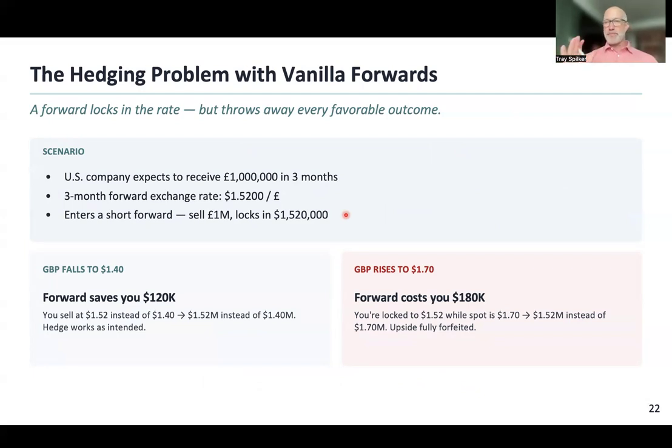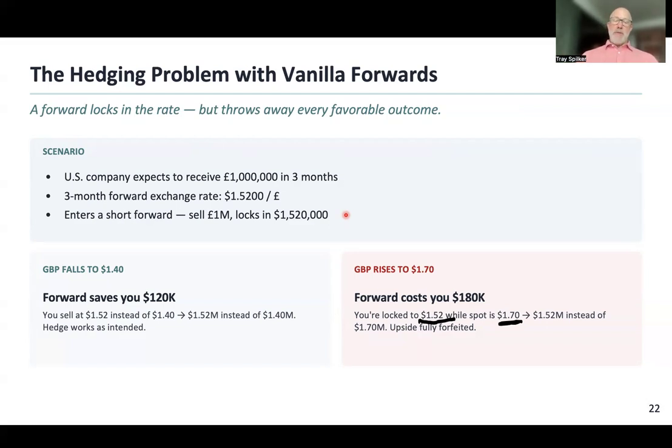Now, the problem with this is if the British pound actually appreciates, gets stronger between now and the settlement period, that 3 months from now, then the firm is contractually obligated to pay $1.52 while that spot is at 1.7. Meaning, if I hadn't shorted the British pound, I wouldn't realize a loss on my forward contract here.